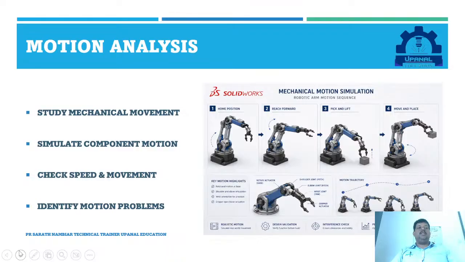This is useful because a mechanism that looks perfectly correct when it is stationary may still have a problem when it starts moving. Imagine designing a robotic arm where two links look correctly positioned in the assembly. When the arm actually moves, however, one link might collide with the other component. Finding that problem on the computer is much better than discovering it after manufacturing. So motion analysis helps engineers understand and validate movement before building the physical mechanism.